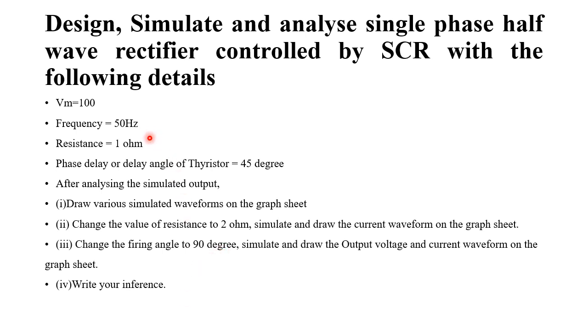So first we are going to simulate with the delay angle of 45 degree, and later we are going to change it to 90 degree. Similarly, first the resistance will be 1 ohm, and later we are going to change the resistance to 2 ohm, and then we are going to observe the current waveform, and we have to record our inference.